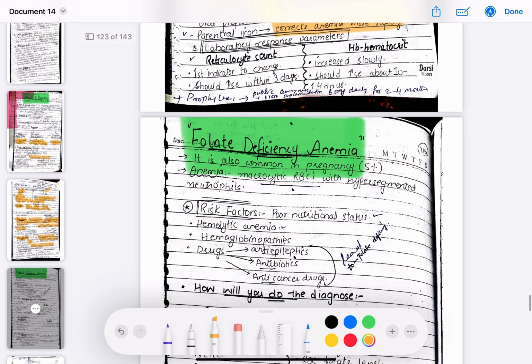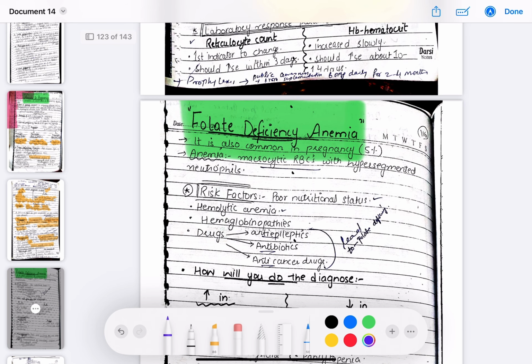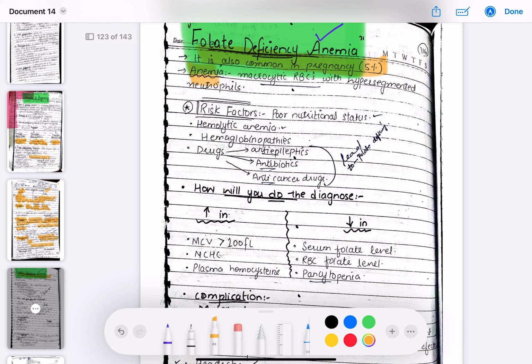Okay, now specifically coming towards folate deficiency anemia. It is also common in pregnancy, occurring in 5% of pregnancies, and it is macrocytic RBCs with hypersegmented neutrophils. Folate deficiency anemia is a macrocytic anemia. Now the risk factors are poor nutritional status, hemolytic anemias, hemoglobinopathies, and drugs which are anti-epileptics, antibiotics, and anti-cancer drugs.